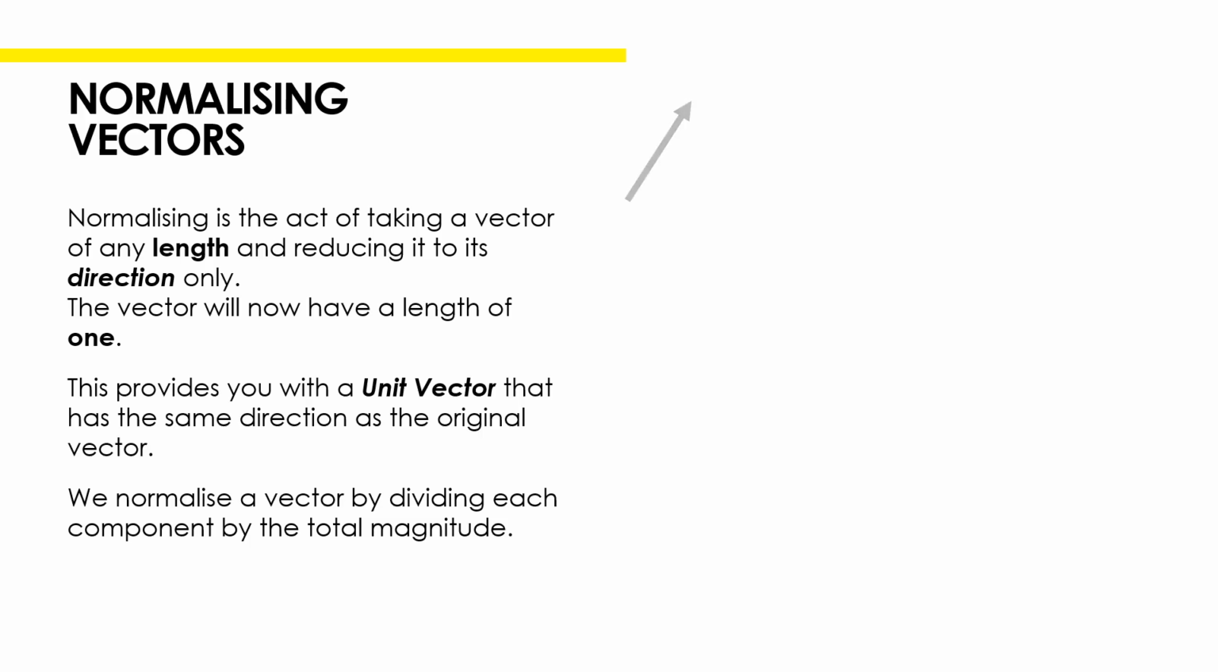So it's a 2-step process. If we have a vector here, a 2D vector of 3, 5, we work out its magnitude to be 5.568, which we had on a previous slide. So this is our magnitude or length.